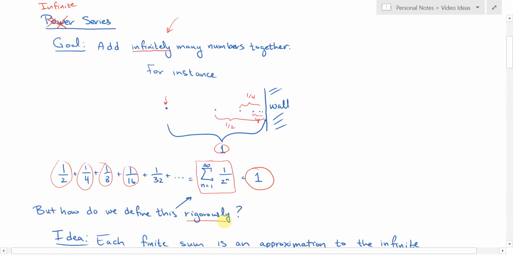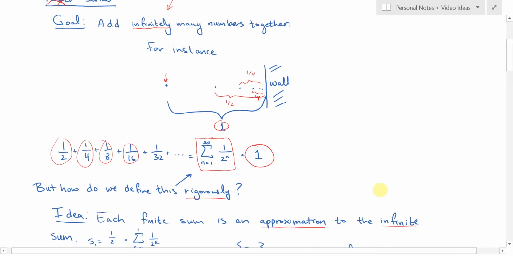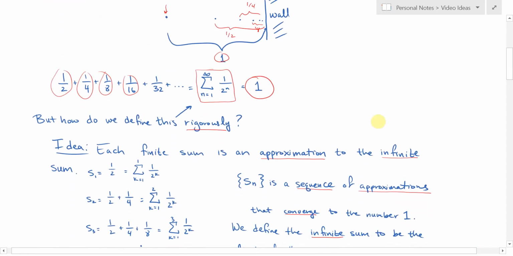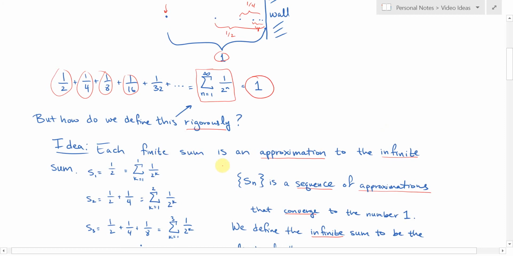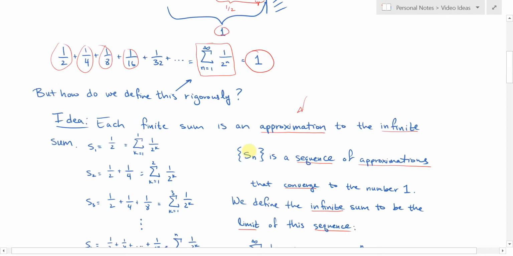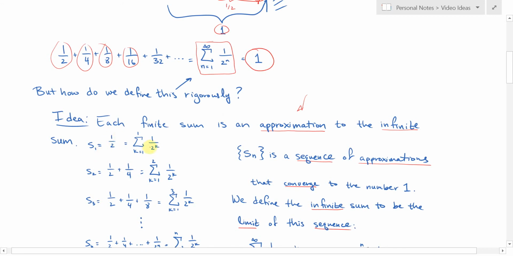Because this is math now. Now's the time not to just compute things, now's the time to actually prove things rigorously in higher level math. And here's the big idea. Each finite sum is an approximation to the infinite sum. So for example, if we call S1 just 1/2 by itself, which is written by this kind of silly sum notation here, the sum as k runs from 1 to 1 of 1/2 to the k. And then you can define S2 to be 1/2 plus 1/4.